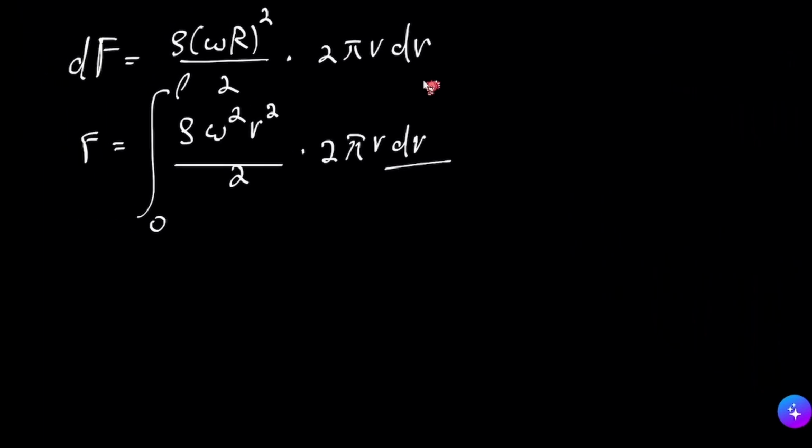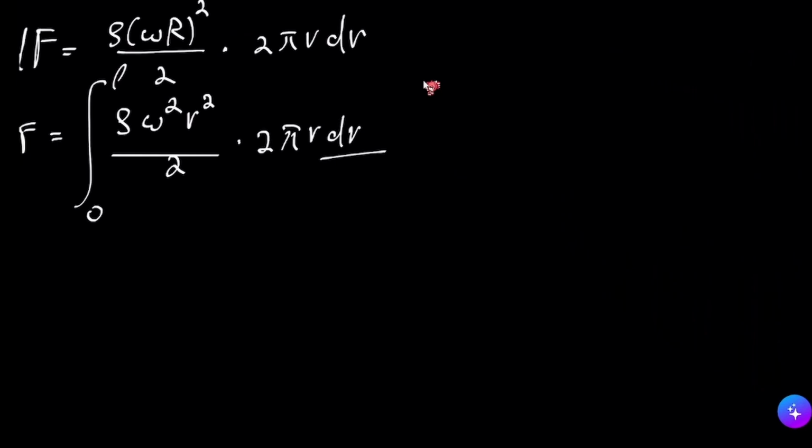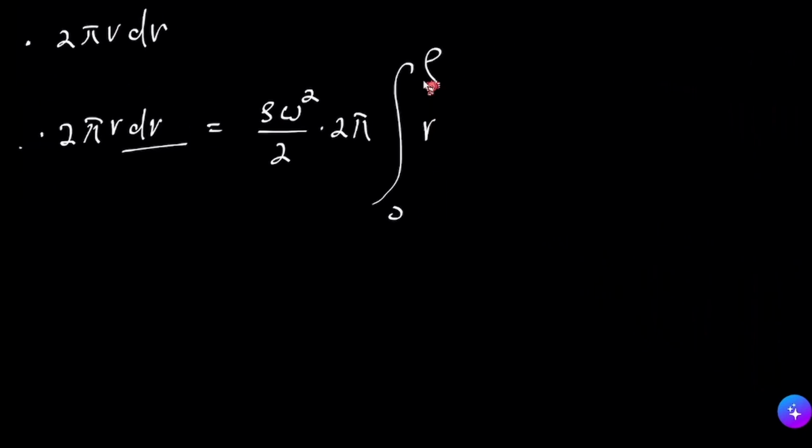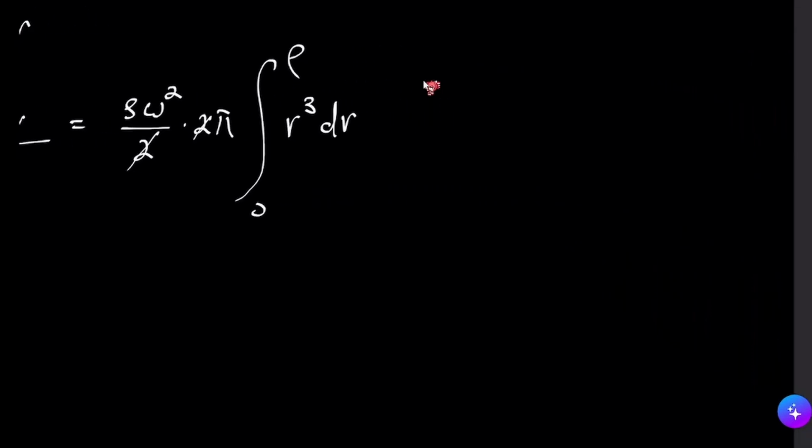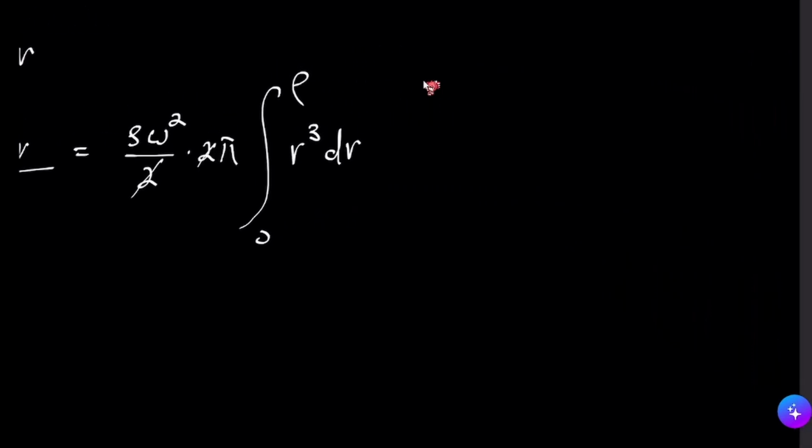Since rho, omega, and 2 pi are all constants, we can bring them out of the integral. So let's bring them out. Rho omega squared divided by 2 times 2 pi. Integral of 0 to L. You multiply r squared by r, you get r to the power of 3. R to the power of 3 dr. These two cancel. And r to the power of 3 integrated over r is r to the power of 4 divided by 4.